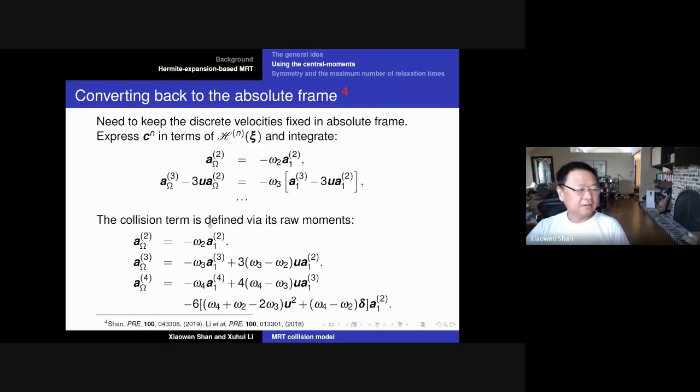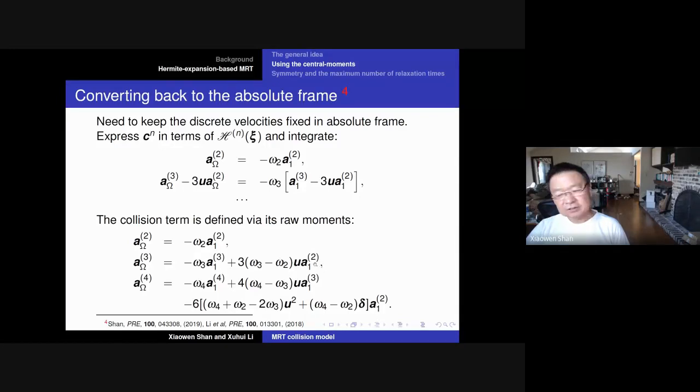If you do that, then you have a series of absolute Hermite expansion coefficients. You can get an expression of that, and what you can see is the last part on the slides. For the second moment, the central moment and the raw moment actually are the same. There's no difference because the first two expansion coefficients are zeros. For the third moment, you get an additional term, which is U times A1.